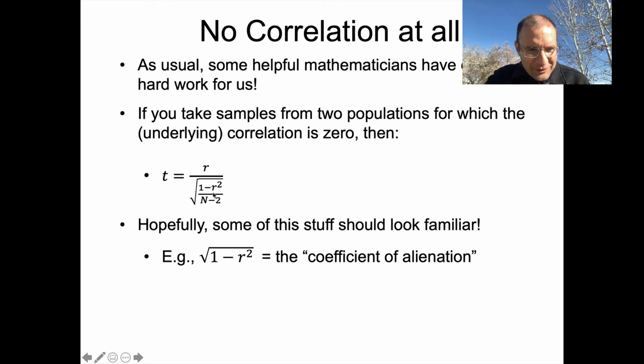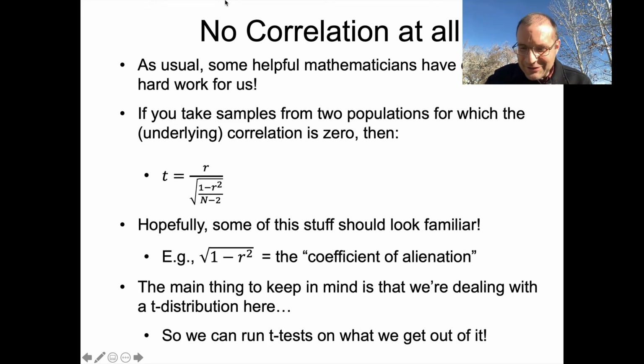I've got this little note here. We've got square root of 1 minus r squared again. There's the coefficient of alienation. It's not just a good band name. It's a useful mathematical concept. It keeps popping up everywhere you look. But anyways, the main thing to keep in mind here is that we're dealing with a t distribution, so we can run t-tests on what we get out of this little calculation.